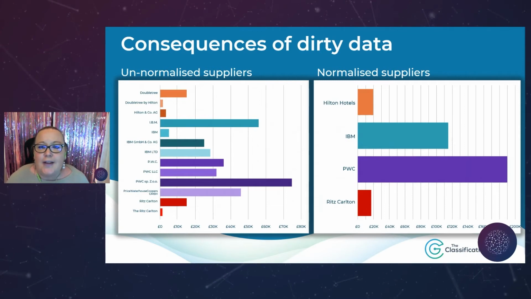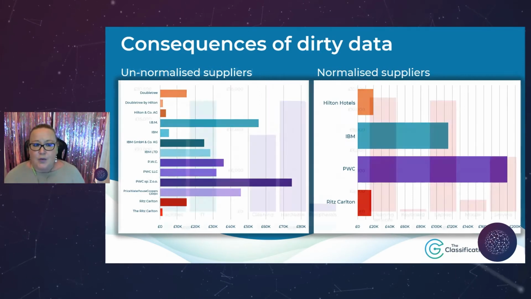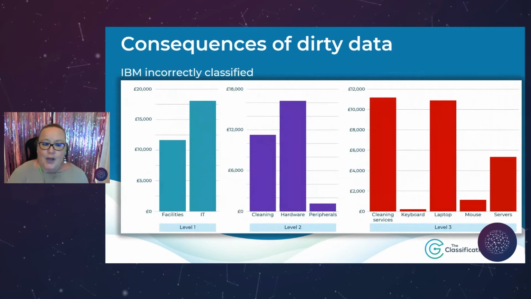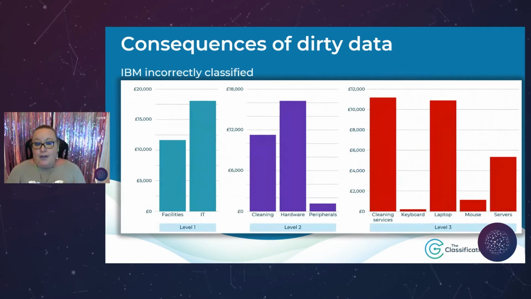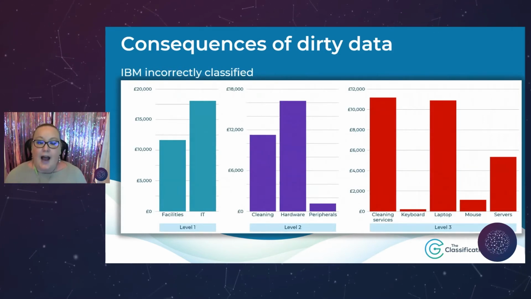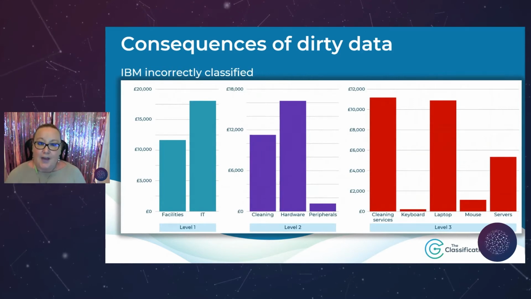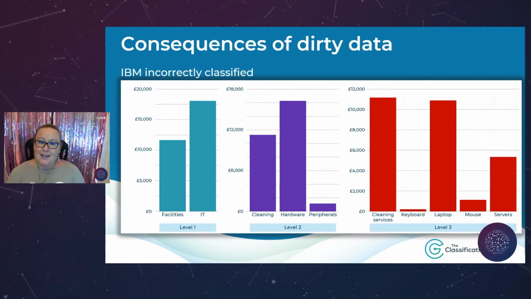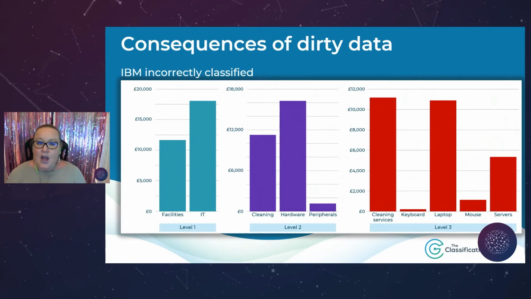And one thing that I will show you as well is incorrectly classified data. An example that is a real life example that I had was I had a data set with IBM, and some of it was classified as cleaning services.